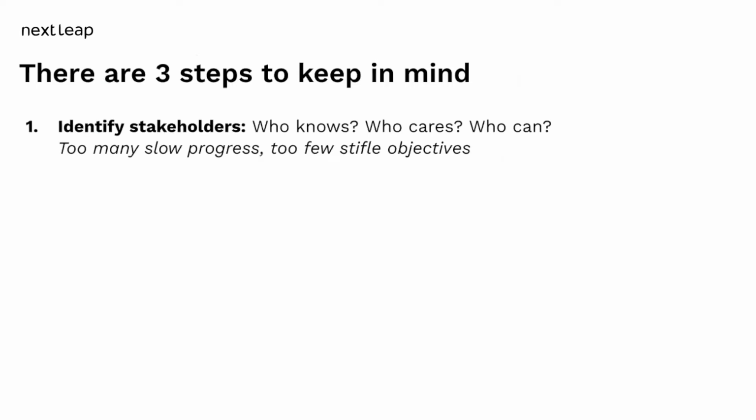So these are the three things to keep in mind. One is identify the stakeholders. Why? Because if you have too few stakeholders, it will stifle objectives. You will not get a broader perspective. If you have too many, then it will slow down progress. Which is why identifying the relevant stakeholders is very, very important, and involving them in the decision-making process.